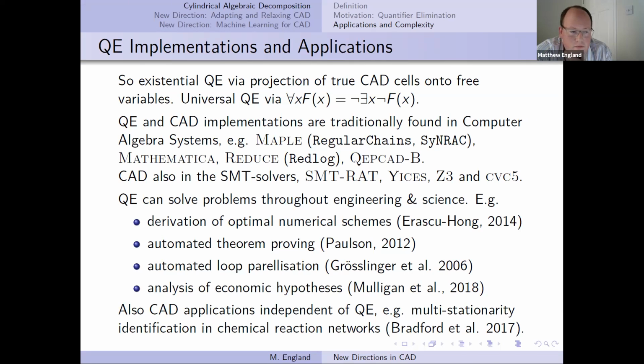So QE has applications throughout science and engineering. All kinds of problems can be boiled down to a quantifier elimination problem. A few examples here, automated theorem proving, loop parallelization, but also examples not even in the sciences, or at least not in the engineering sciences. Economics have been making use of QE in some of their analysis recently. And CAD does have applications independent of QE. For example, there's been some work in chemical reaction networks recently, identifying multi-stationarity.